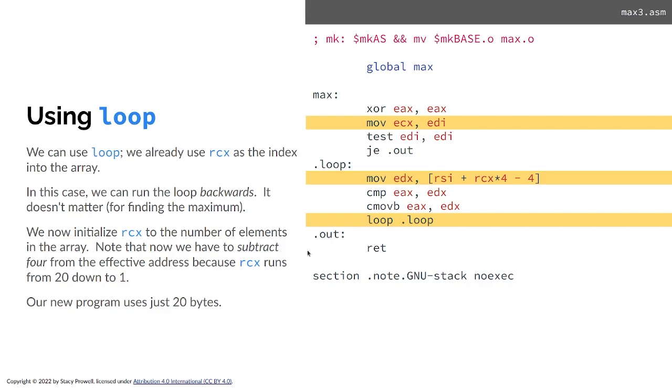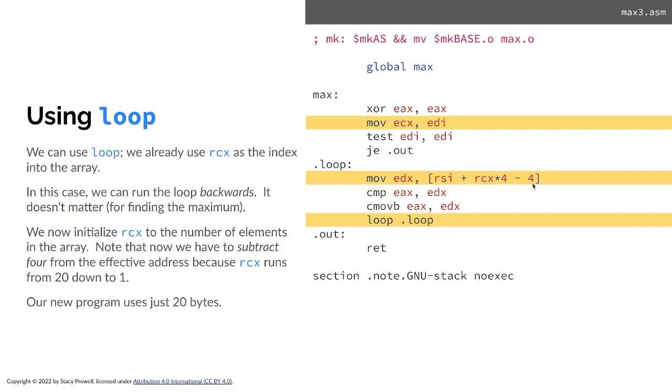So we can use loop in our program, and there's a trick here. I can use RCX as the index into the array. Does it matter when I'm finding the maximum if I start from the back of the array or the front of the array? No, it doesn't matter, which means I could run the index backward, and that's what I'll do here. So I will take EDI, the number of things in my array, and I'll put it in ECX, the count register.